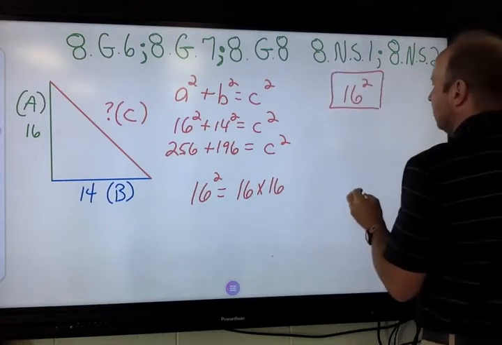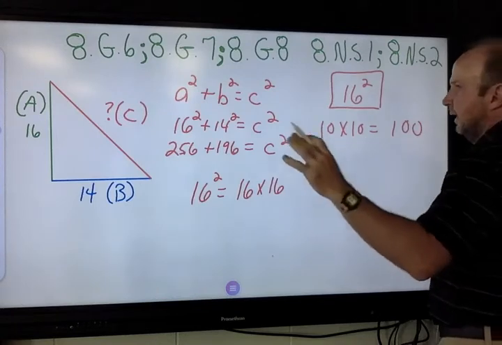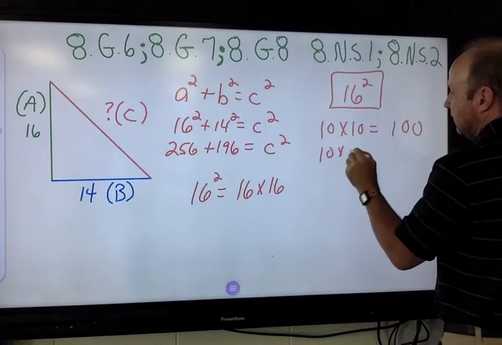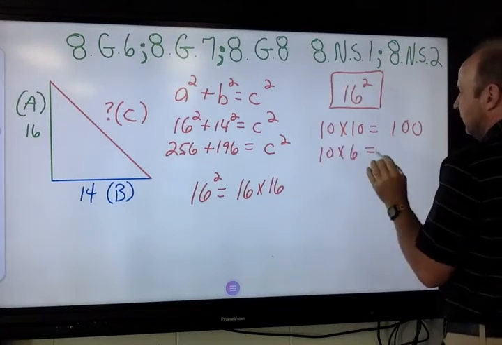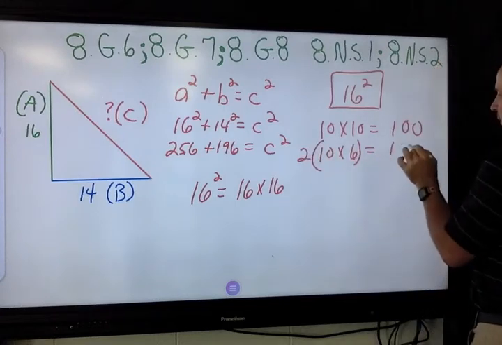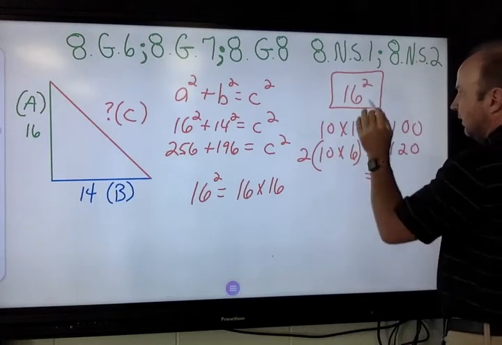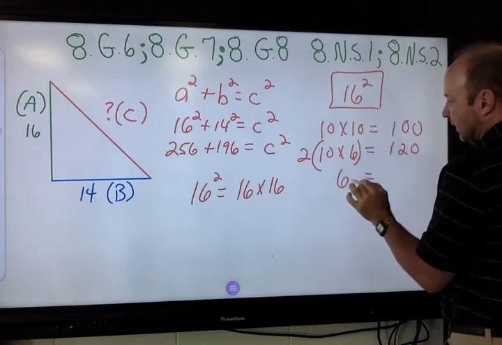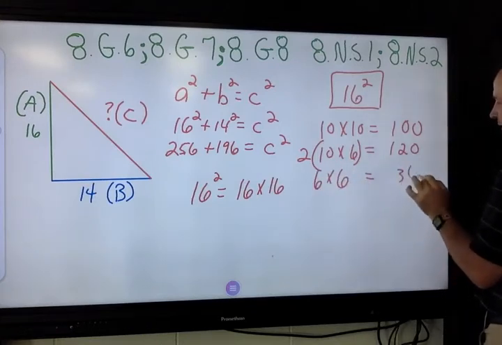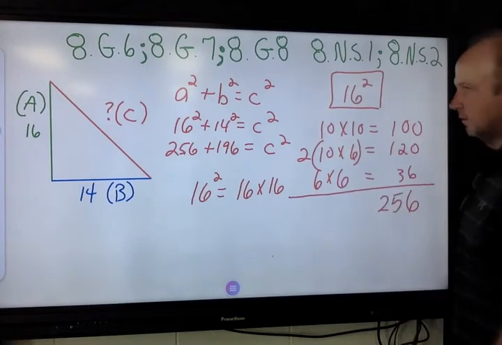It is 16 squared. We have 10 times 10, which equals 100. So that's in my mind. So also in my mind, I have 10 times 6, which is 60. But I double it, which is 120, because I'm getting the square area of it. So the next step is just my ones place, which is 6 times 6, which is 36. And the outcome is 256.